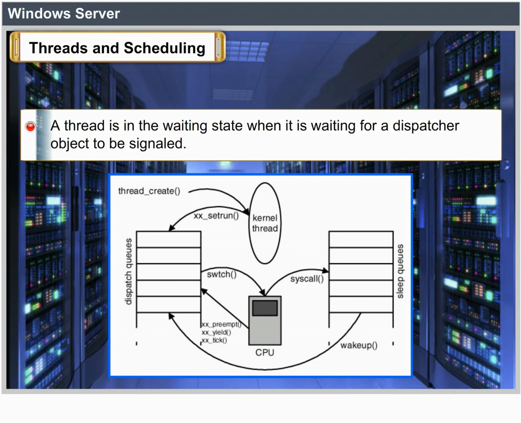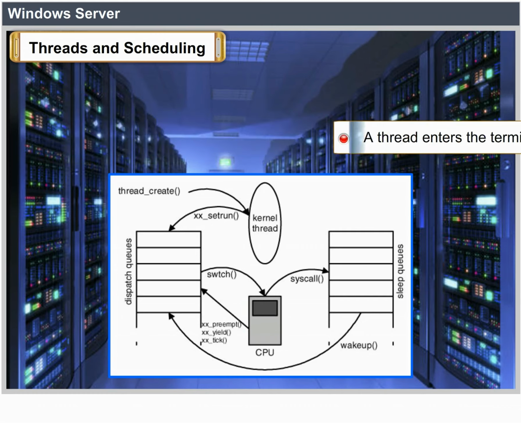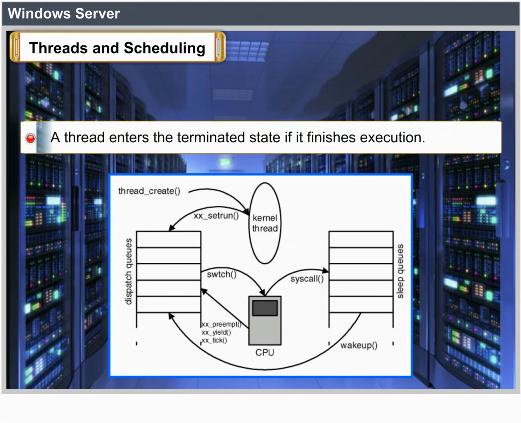A thread is in the waiting state when it is waiting for a dispatcher object to be signaled. A thread is in the transition state while it waits for resources necessary for execution. For example, it may be waiting for its kernel stack to be swapped in from disk. A thread enters the terminated state when it finishes execution.